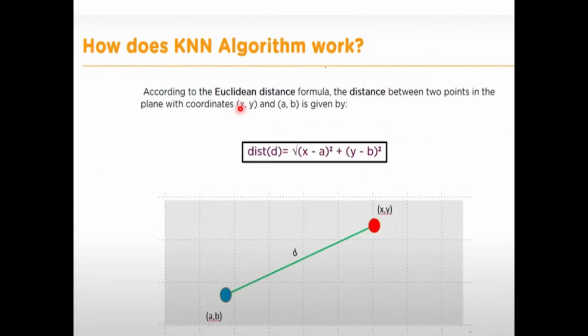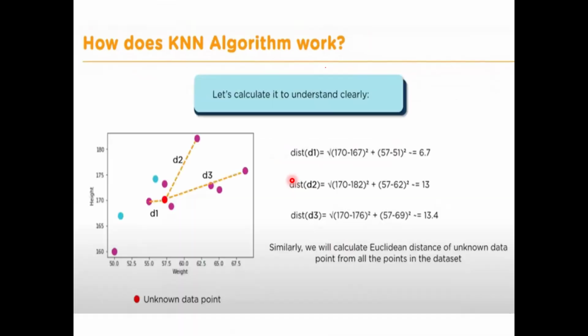So according to the Euclidean distance formula, the distance between two points in the plane with coordinates x, y and a, b is given by d equals square root of (x minus a) whole squared plus (y minus b) whole squared. So if we consider simple data points like this, we are going to calculate the distance in this way. So we are going to calculate it.